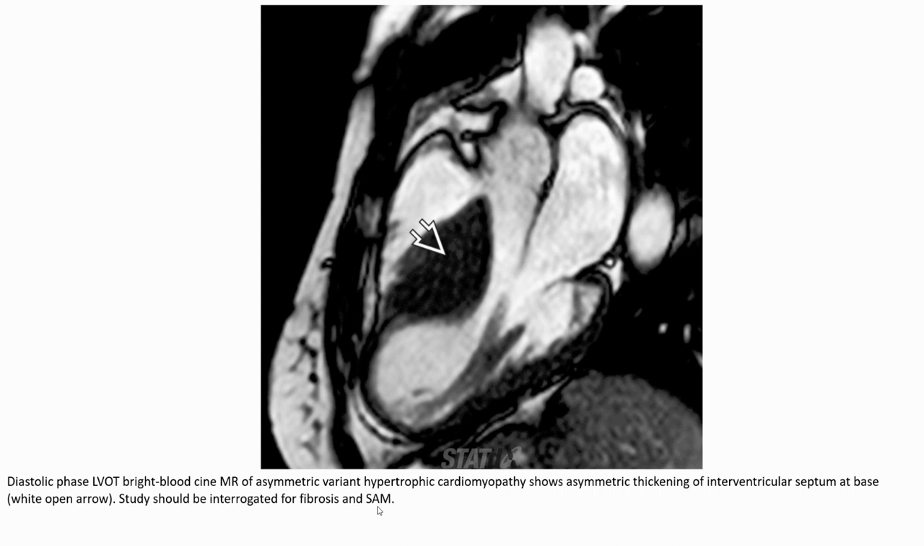This cardiac MRI shows asymmetric thickening of the interventricular septum at the base, white open arrow. The study should be interrogated for fibrosis and SAM.